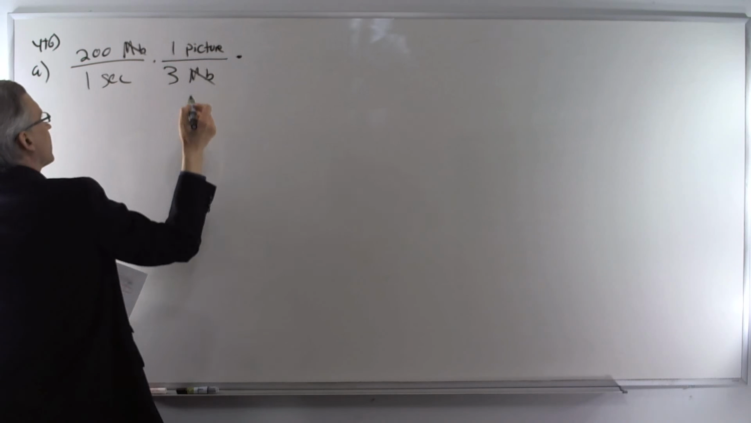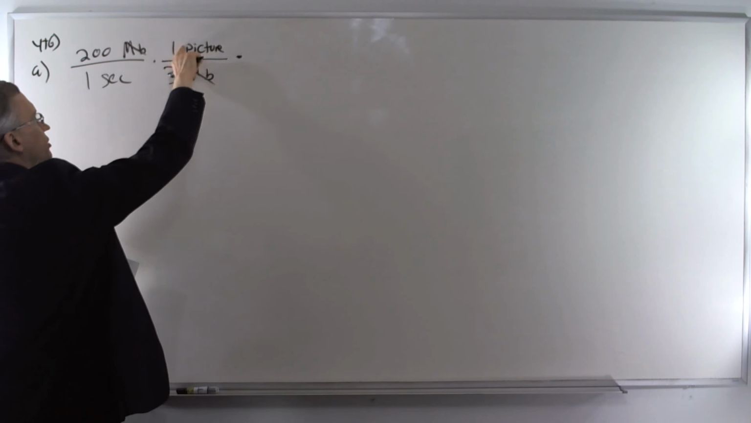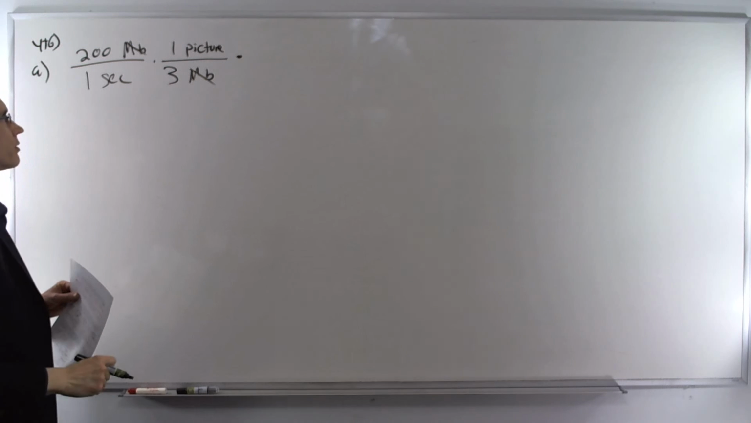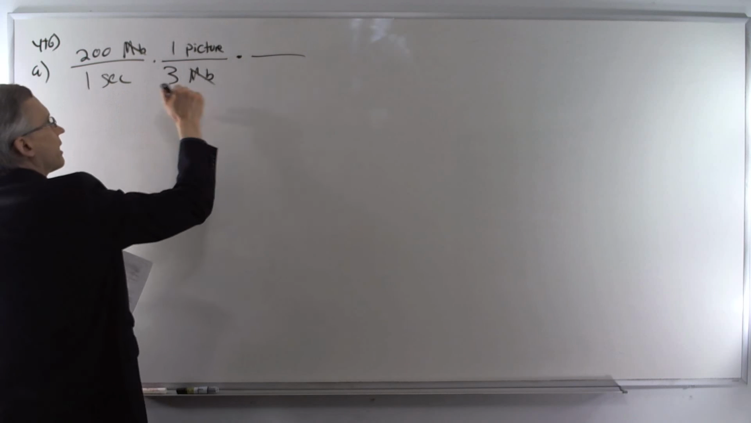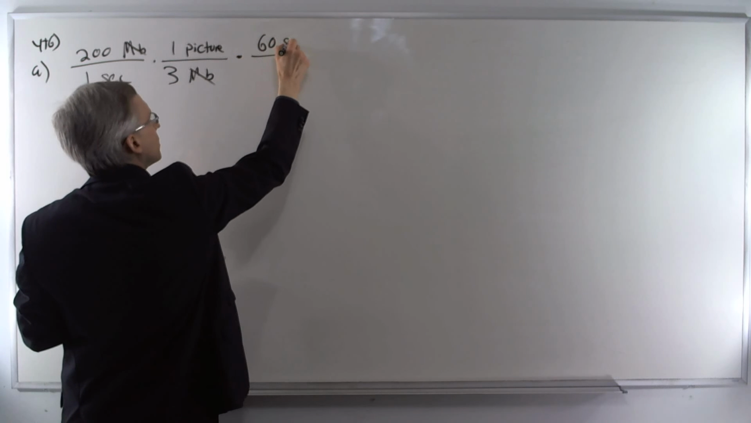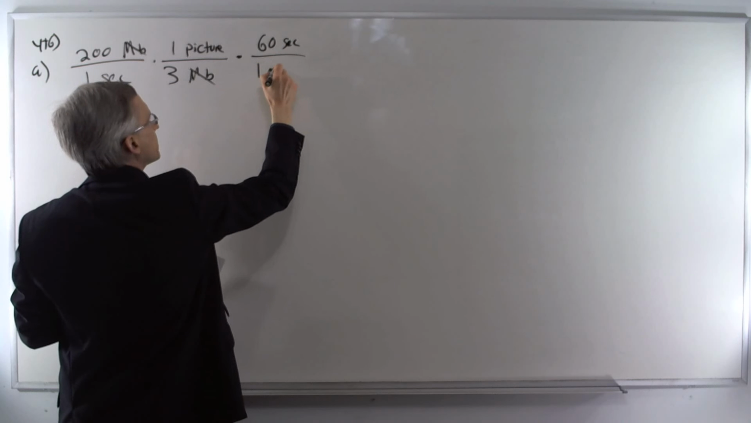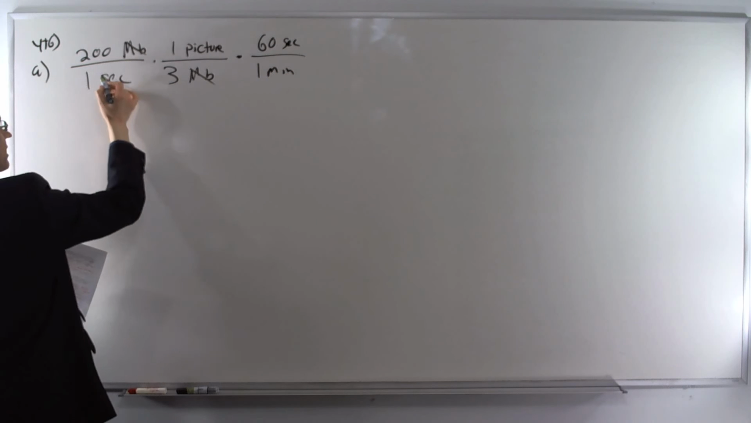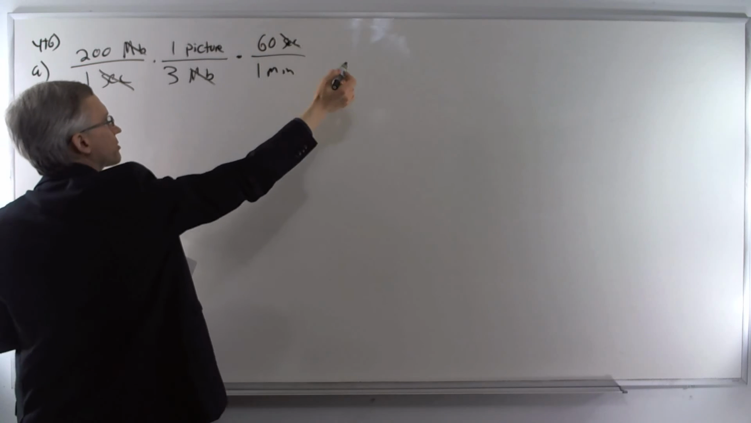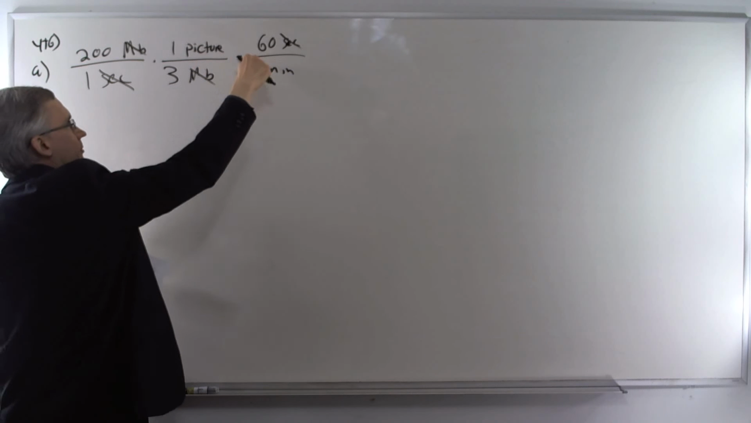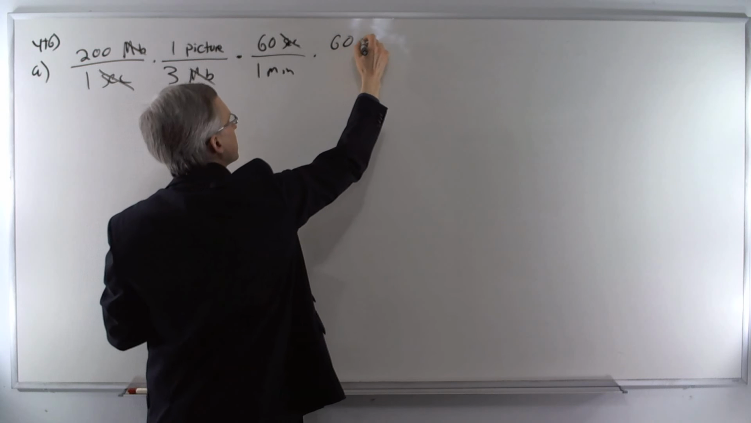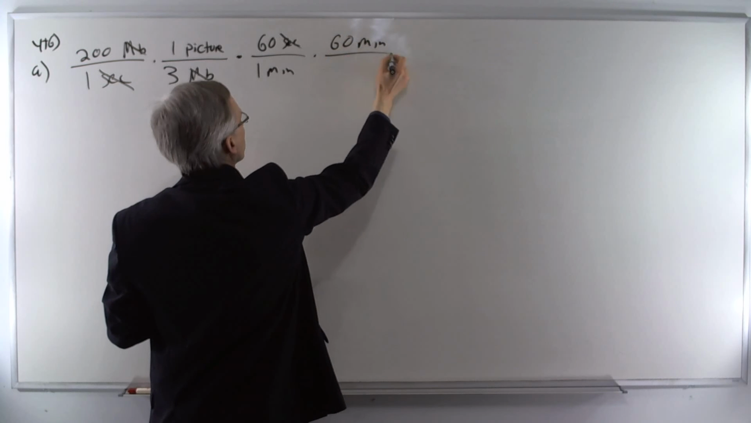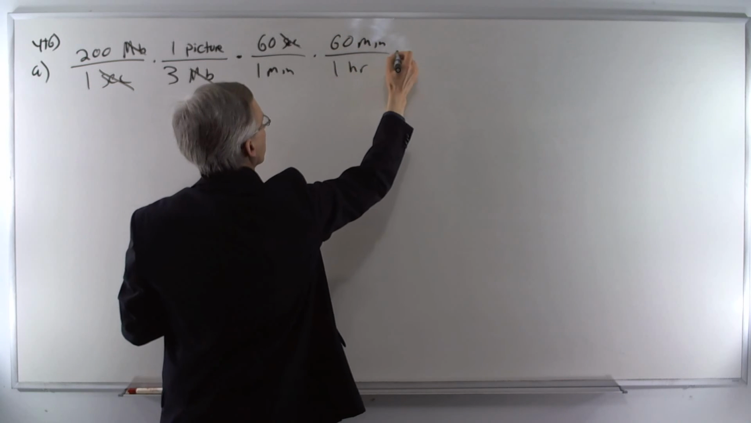All right, megabytes cancel. So what we're at now is pictures per second. We don't want pictures per second, we want pictures per hour. So we're going to convert seconds into hours. So 60 seconds on top and 1 minute. All right, now we have seconds on bottom, seconds on top, those cancel. Now we're at pictures per minute, so that's good. One step closer, so 60 minutes over 1 hour.